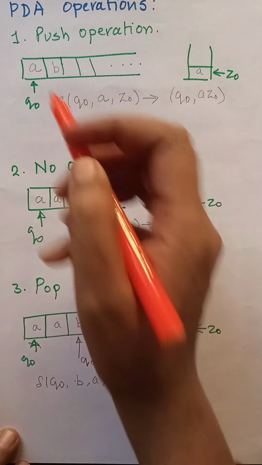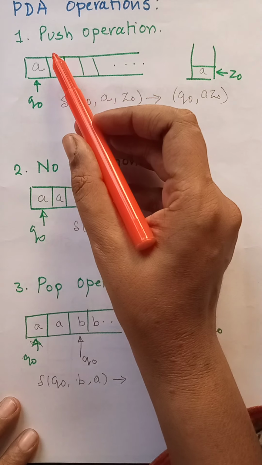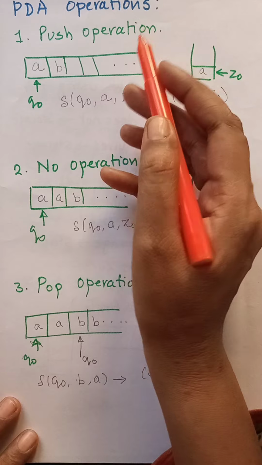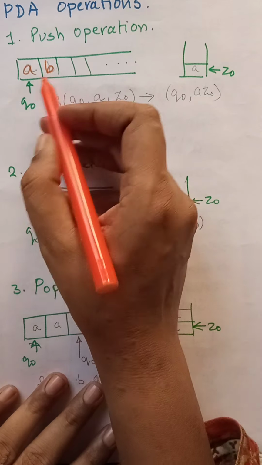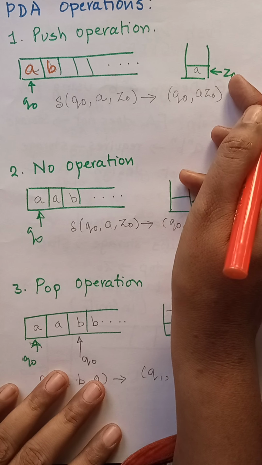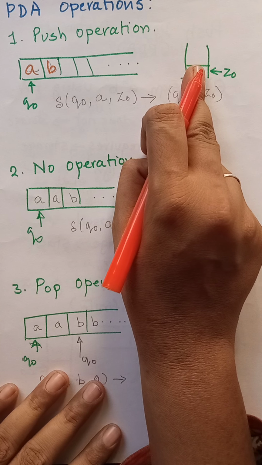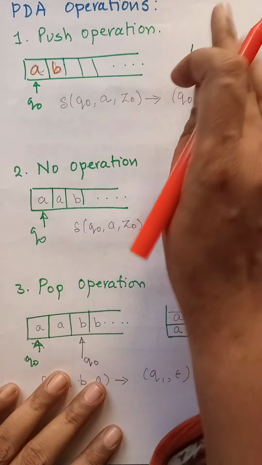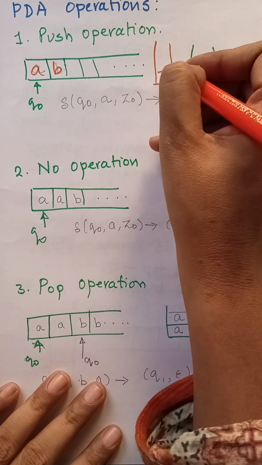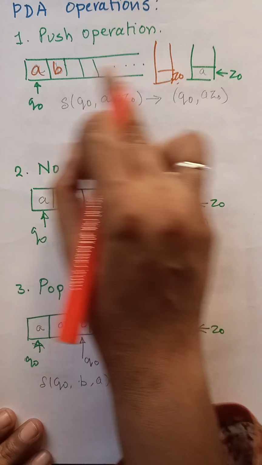Now we will discuss the different operations that we can perform using PDA. As we have a stack, the first operation we can perform is called the push operation. Suppose the symbols present on your tape are A and B, and your stack is empty. Nothing is written on the top of the stack. Here Z0 is pointing to the top of the stack. I want to push this A here.